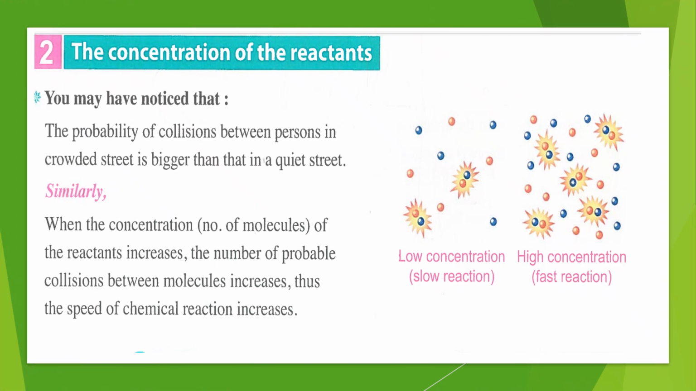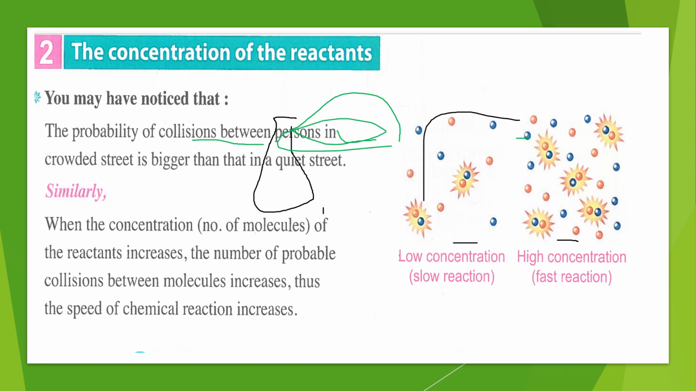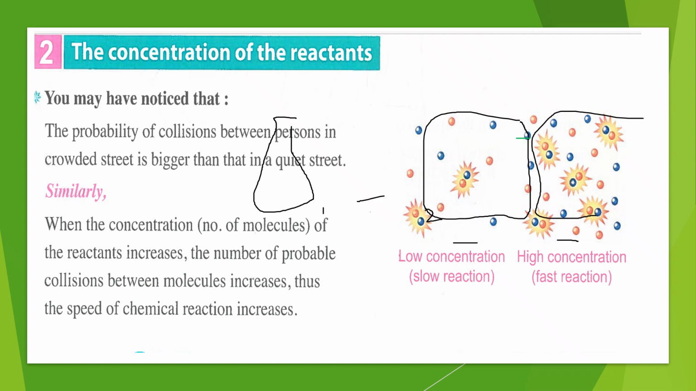Another factor affecting the speed of chemical reaction is the concentration of the reactants. Here we have low concentration for the reactants and a high concentration. In case of the low concentration of the reactants, a little number of collisions can take place between the two substances. While on the other side, if the reactants are more concentrated, it gives a chance for more collisions.